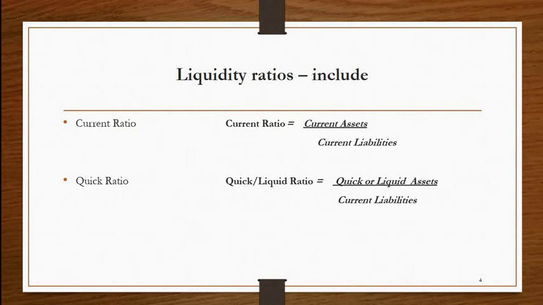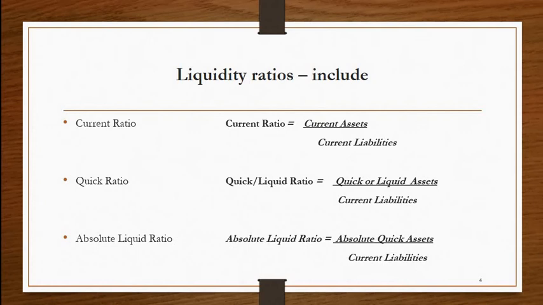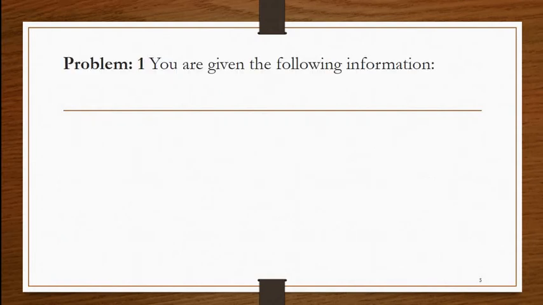Quick ratio, it is also called liquid ratio. The formula for this one is quick or liquid assets divided by current liabilities. And then absolute liquid ratio. To find out absolute liquid ratio, the formula is absolute quick assets divided by current liabilities. For a better understanding of these ratios, let's look at one case study.